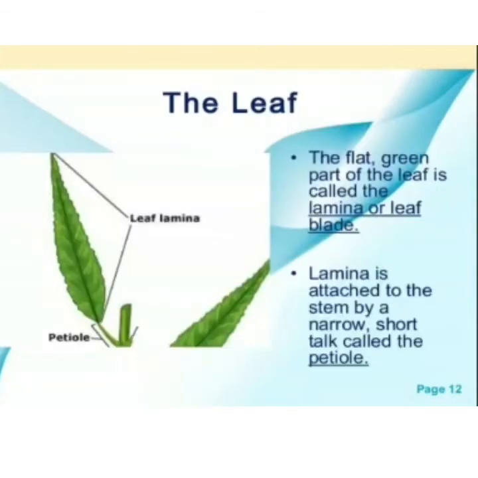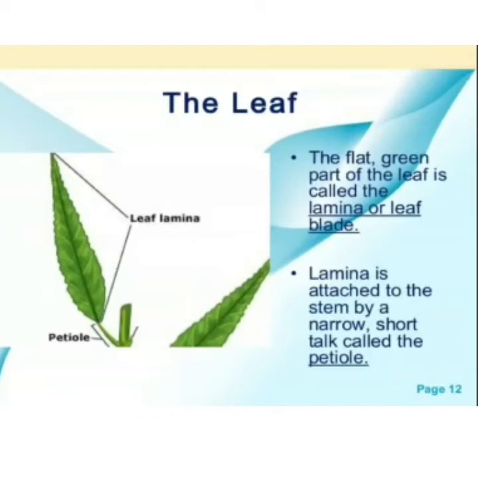Now the next part is the leaf. Listen students, we have seen leaves in our garden, everywhere in nature. So today we are going to discuss the structure of the leaf. Students, the flat green part of the leaf: see in the diagram, and with the help of the diagram try to understand these lines. The flat green part of the leaf is called the lamina. Understand? The whole green part of the leaf is called our lamina or leaf blade.